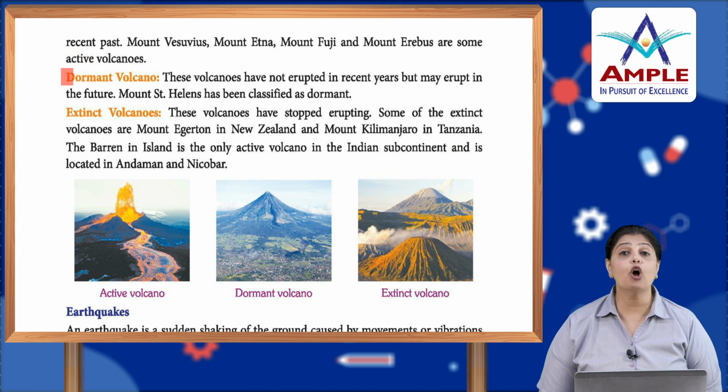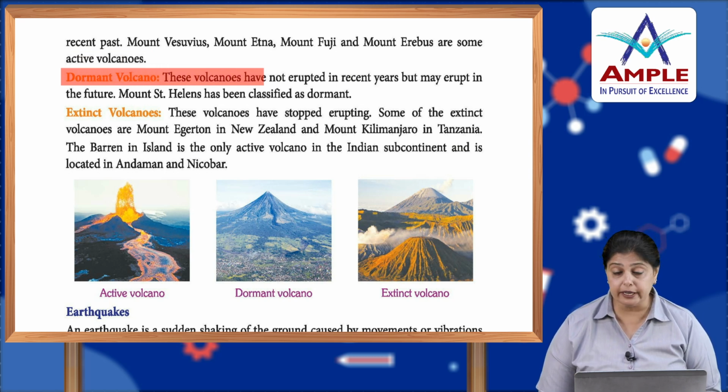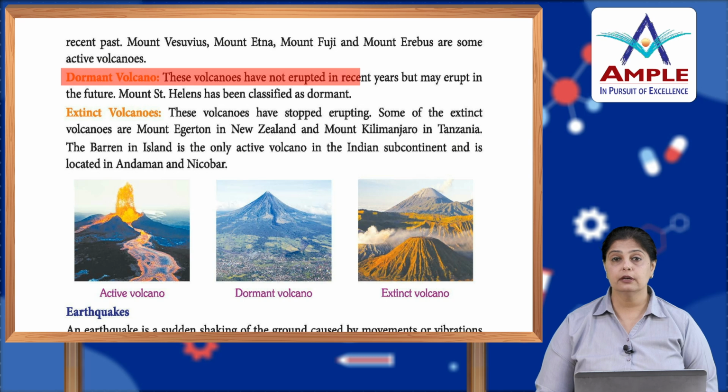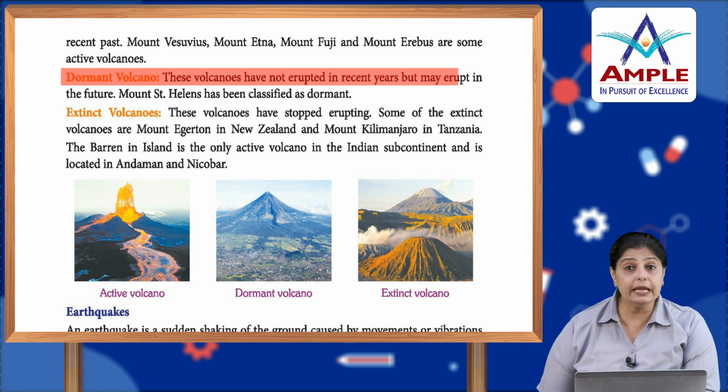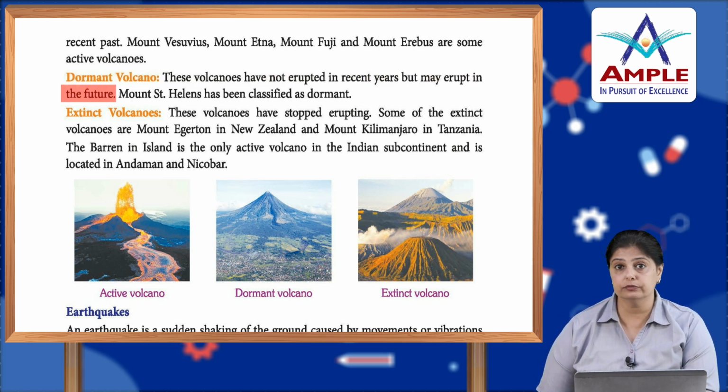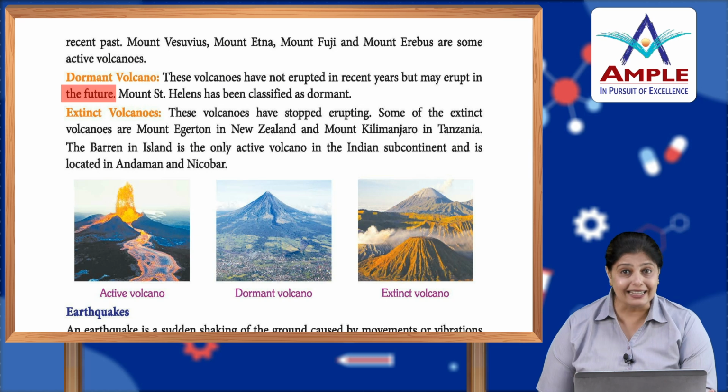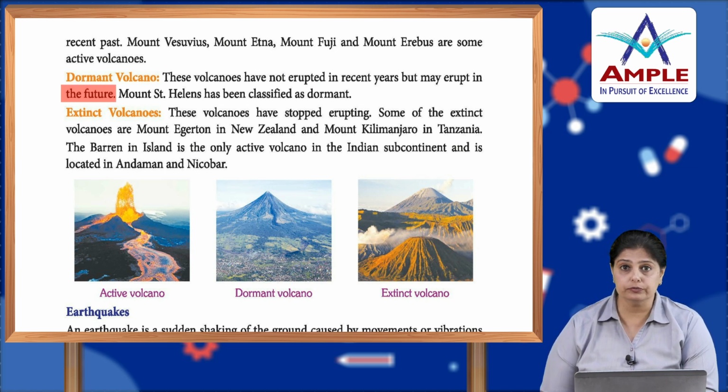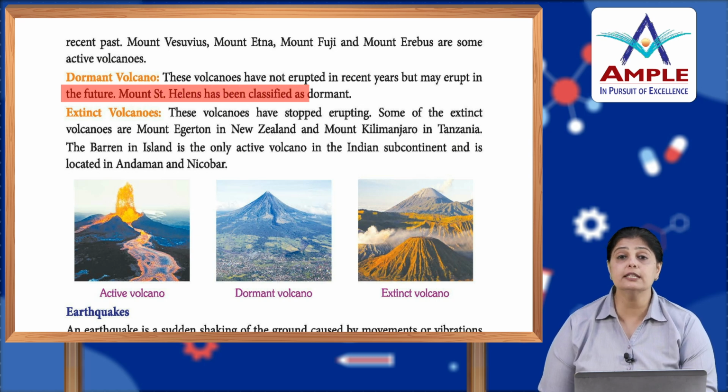Now, let us talk about dormant volcanoes. What are these? These volcanoes have not erupted in recent years, but there is a chance that they may erupt in the future. So, they are not active, but they are not completely gone either. There are chances for them to erupt. Mount St. Helens has been classified as dormant.